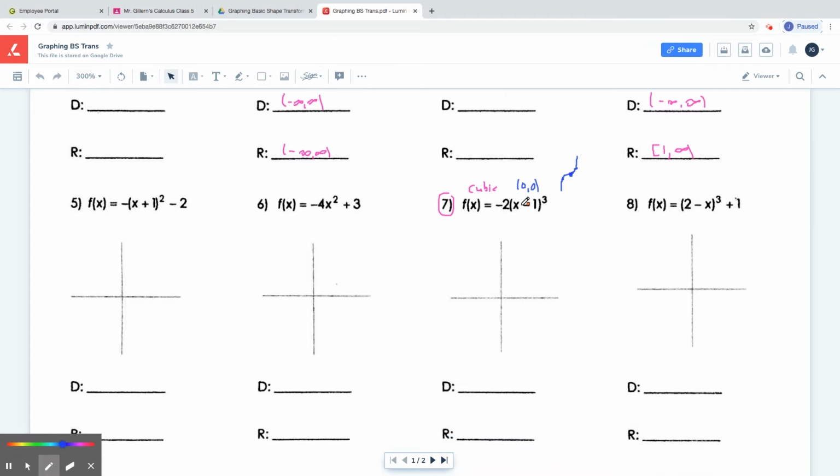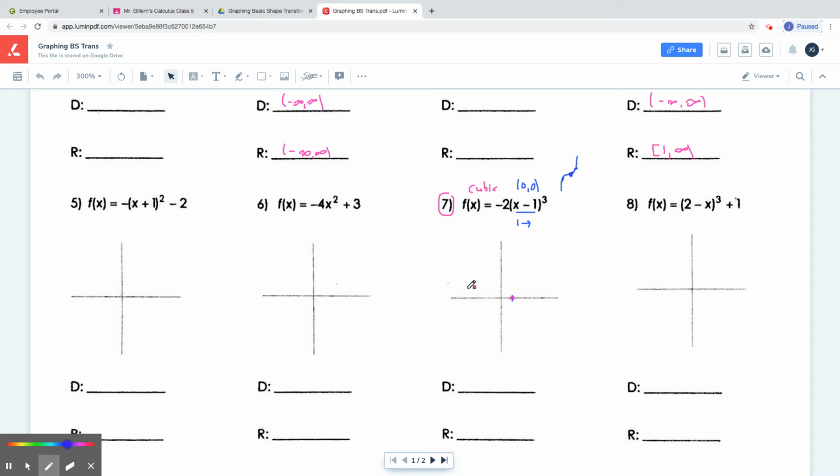Since we have this, that means you set that equal to 0. We're moving this 1 to the right. So from 0, 0, we're going to slide that over, and it's going to be at 1, 0. Why do I not move it up or down? Because there's nothing over here. If there was a +1, I would have then moved that up 1. But there is not, so we don't have to worry about that.